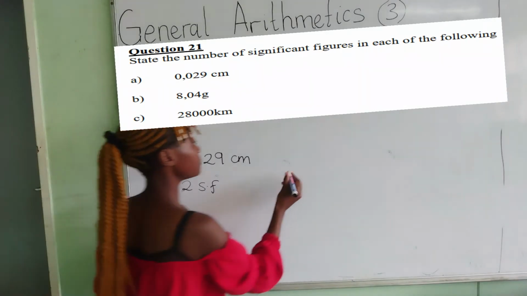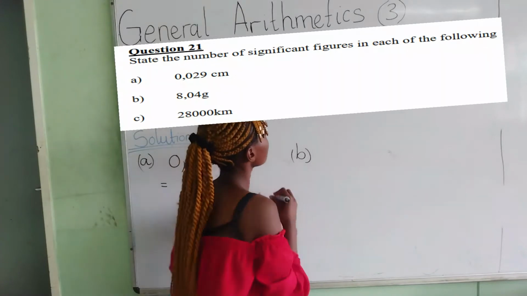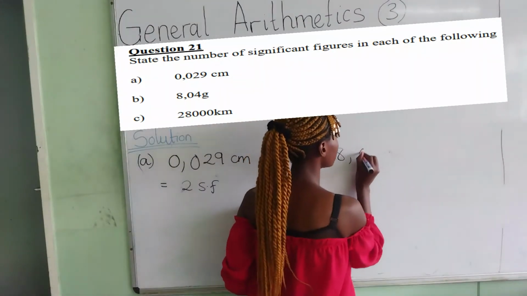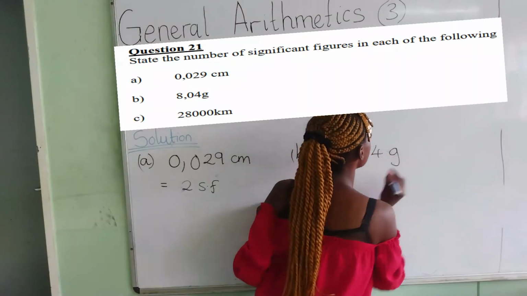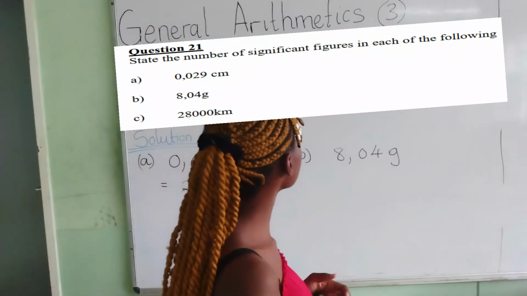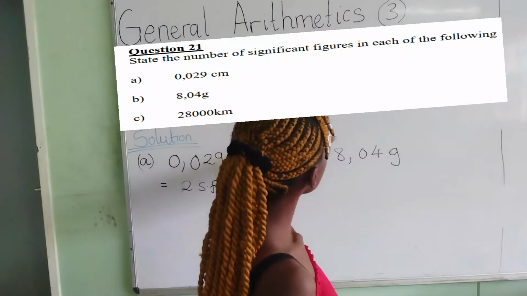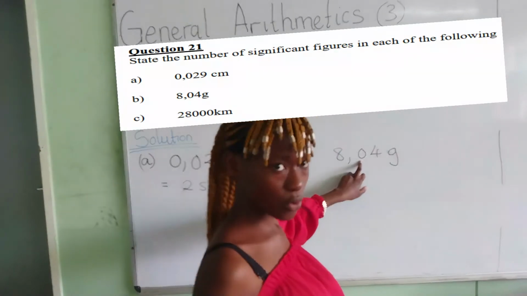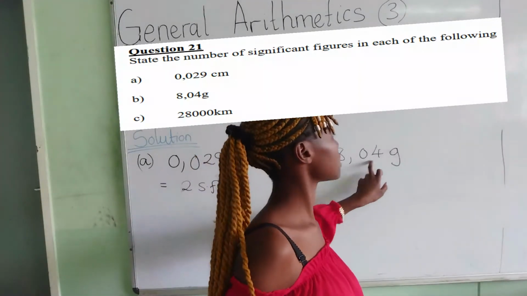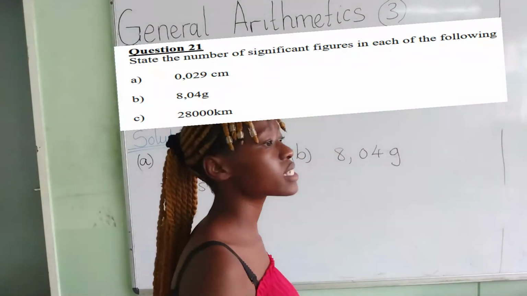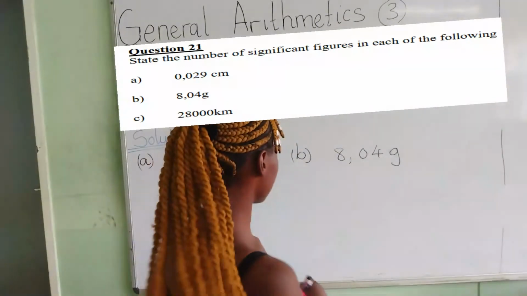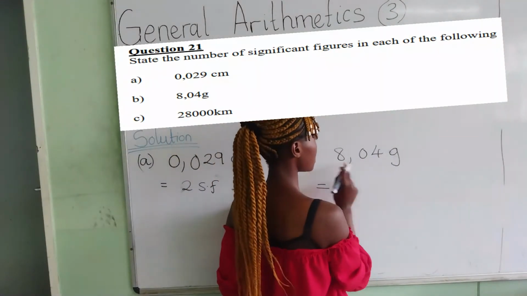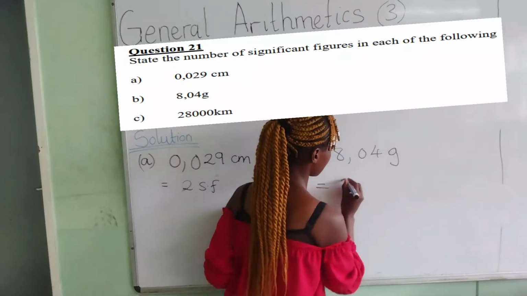For B, 8.04. So for figures like 8.04 where you've got a 0 inside the other significant figures, we consider that 0 as a significant figure. So the number of significant figures here is 1, 2, 3.